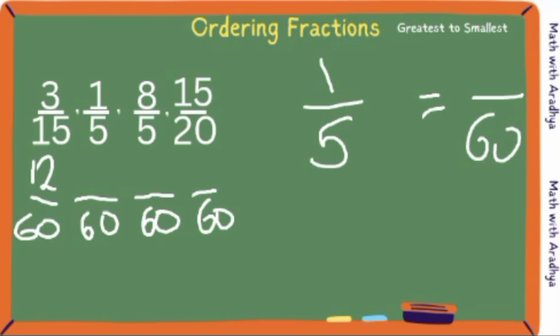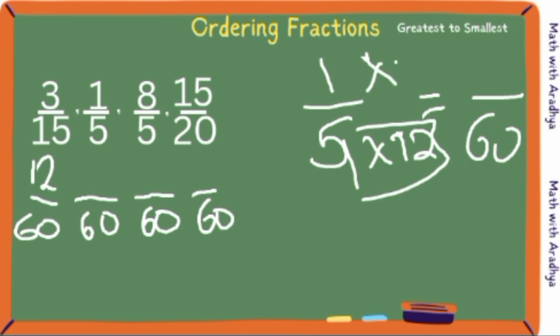So if you multiply 5 with 12, we will get 60. So whatever we multiply in a denominator, we need to multiply in our numerator, multiply by 12. So if we multiply 12 times 1, we will get 12 as our numerator. So it means we need to put a 12 as our numerator.